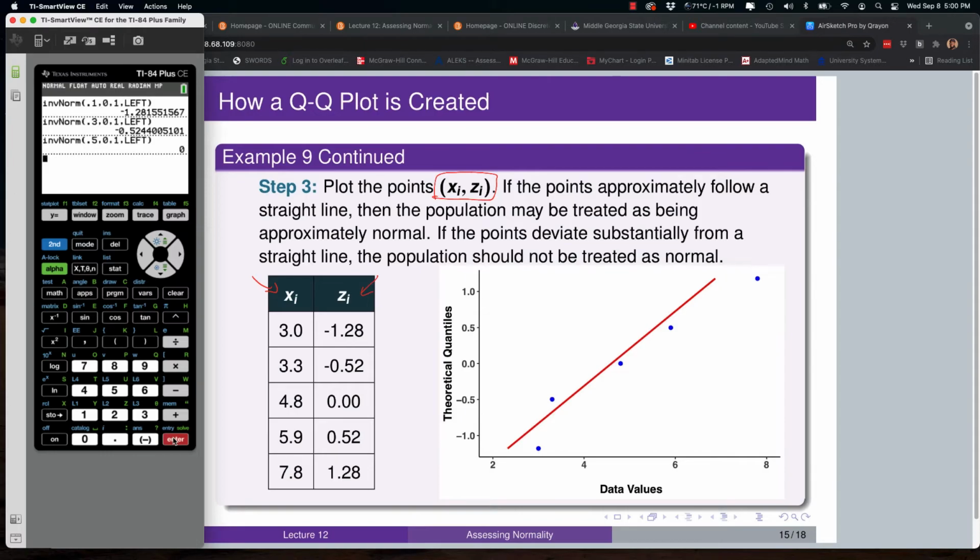Some people like to call this, when you're in doubt, the fat pencil test. Remember those fat pencils you had in grade school? If you imagine laying the fat pencil on and it covers up the majority of the points around that line, then it's considered approximately normal. That's another way people sometimes refer to that.